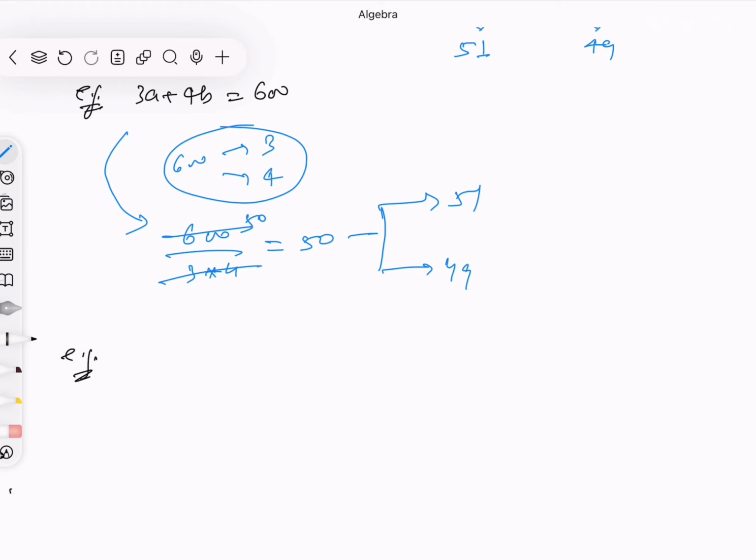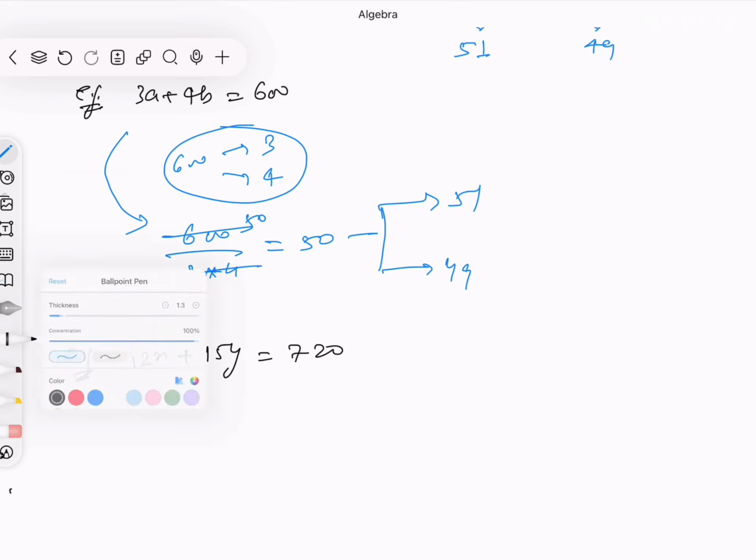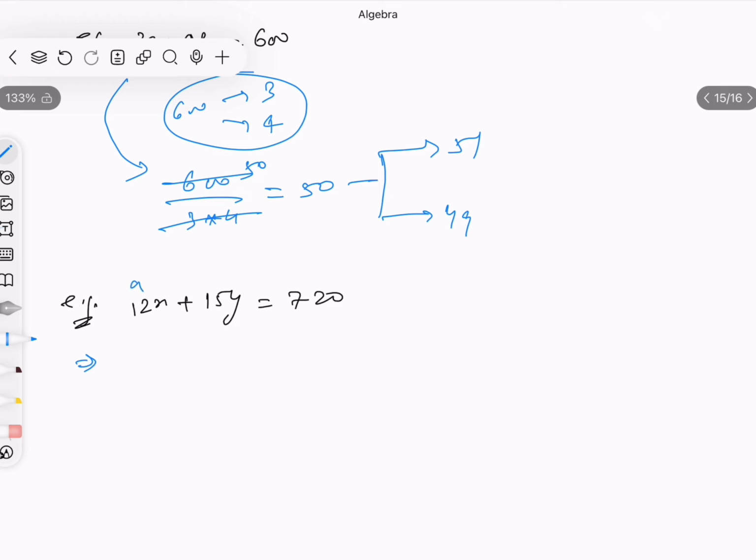12x plus 15y equals 720. Try this. Let's see the solution. This is A, this is B, and this is obviously your K. Just divide K by A and separately by B also and see if they are divisible. So yes, they are. So that means A and B are factors of K. You can do one more thing. You can take 3 common or divide the whole equation by 3. So it will be 4x plus 5y equals 240. You can do this also to make the equation simpler.